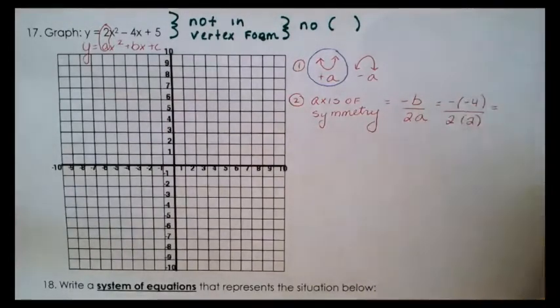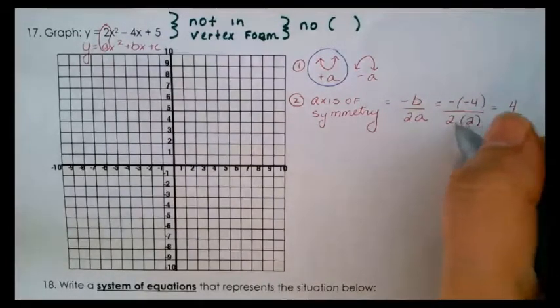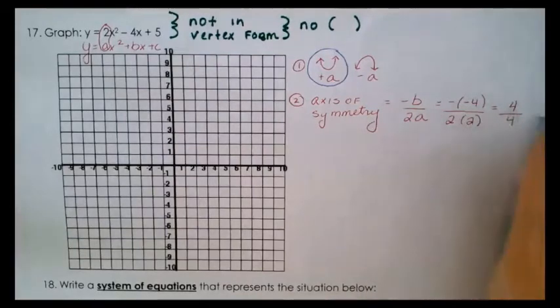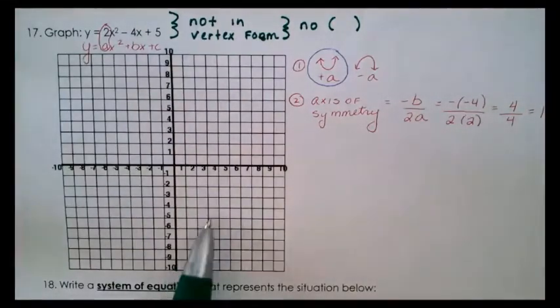Let's simplify this. Negative times a negative makes it a positive 4 over 2 times 2, which is 4. 4 divided by 4 is 1. So my axis of symmetry is going to be at 1.